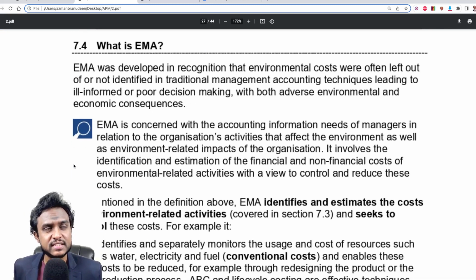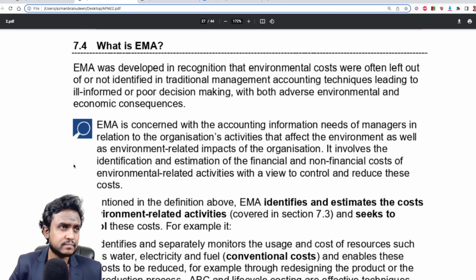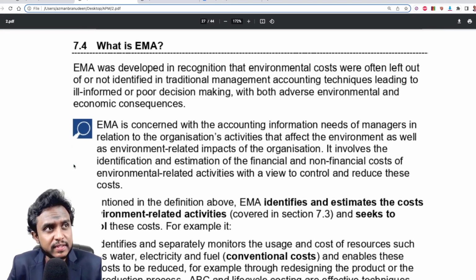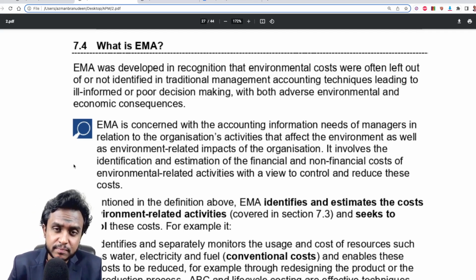Okay, so that brings us to environmental management accounting by and in itself. EMA is concerned with the accounting information needs of managers in relation to the organization's activities that affect the environment, as well as environment related impacts of the organization. So everything that you do regarding the environment, all your activities and the impact to the environment, managing that, producing that information and making decisions, all of that is environmental management accounting.